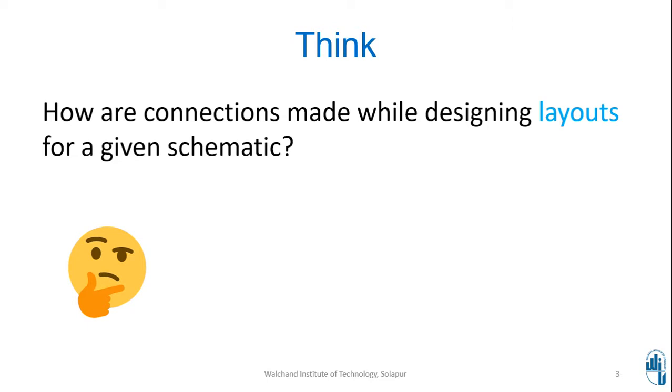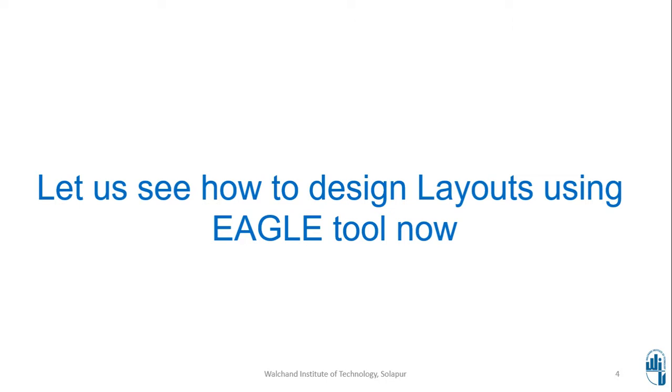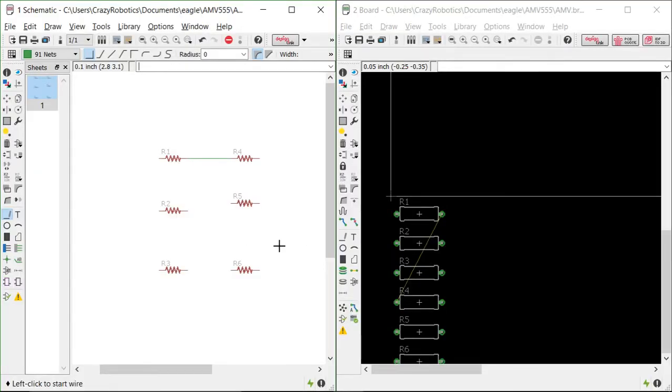Think how are connections on a layout file made once a schematic is given where the connections are already made. Well, let's have a look at it directly by switching to the Eagle environment. Here you see two different files. On the left hand side with the white background, this is the schematic. On the right hand side with the black background, it's a board file.